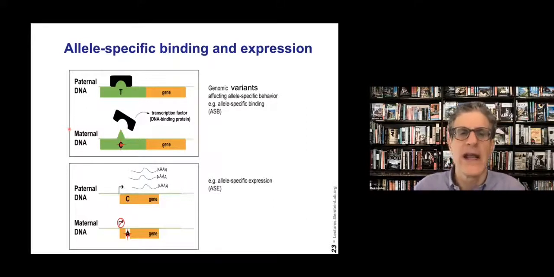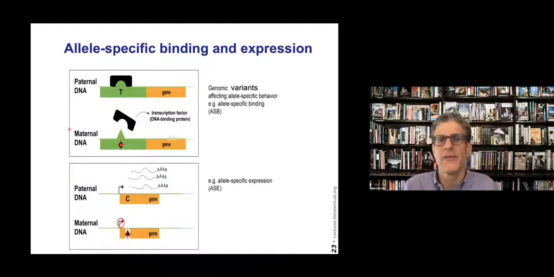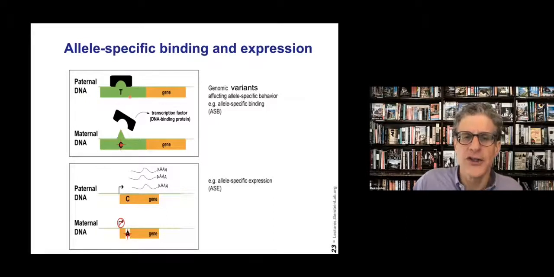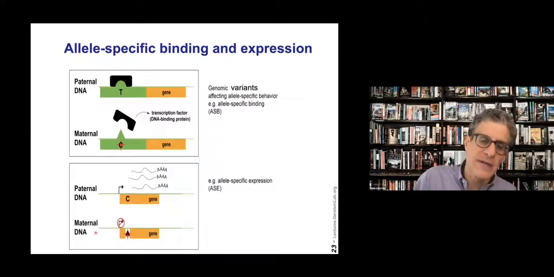The simplest one is called allele-specific binding and expression. The basic idea is that if you have two copies of the genome, your maternal copy and your paternal copy, you could imagine a situation where a transcription factor binds to one of the copies but not the other, because there's a variant. Likewise, say there's a gene with a promoter upstream of it, and in one of the copies, say the maternal copy, there's a variant that turns the gene off, while in the paternal copy the gene is on.